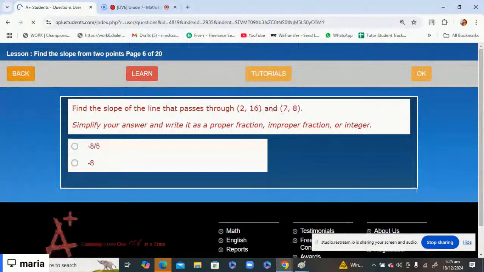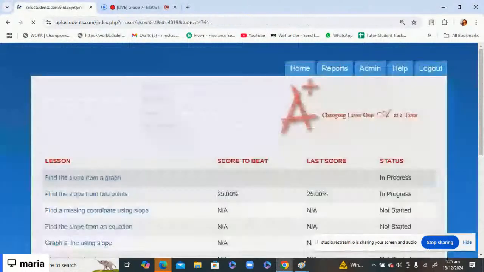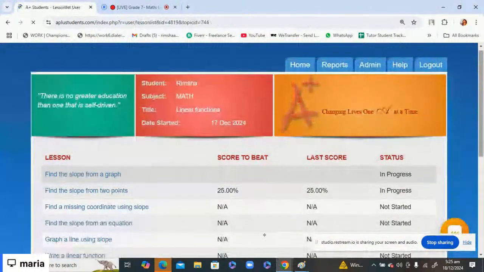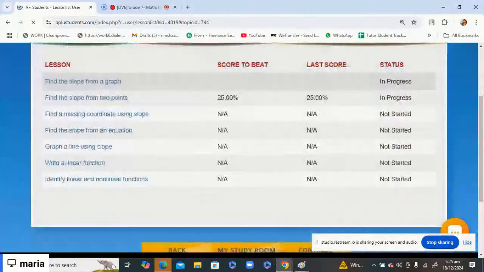Hope you guys understand this lesson as well. So now let's start the next lesson. Now you solve the rest of the test questions regarding this lesson by yourself.